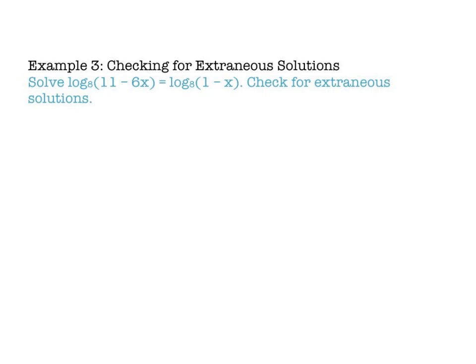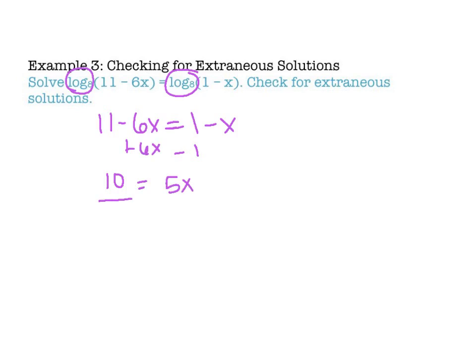So if we're looking at this example, log base 8 of the quantity 11 minus 6x, I have the same base on either side. So I can start out by just simplifying, and this one will be pretty straightforward. I have 11 minus 6x is equal to 1 minus x. Now, when I go to simplify this, I want to subtract 1, 10, and then I want to add 6x, so that's equal to 5x, and divide each side by 5, and x is equal to 2.